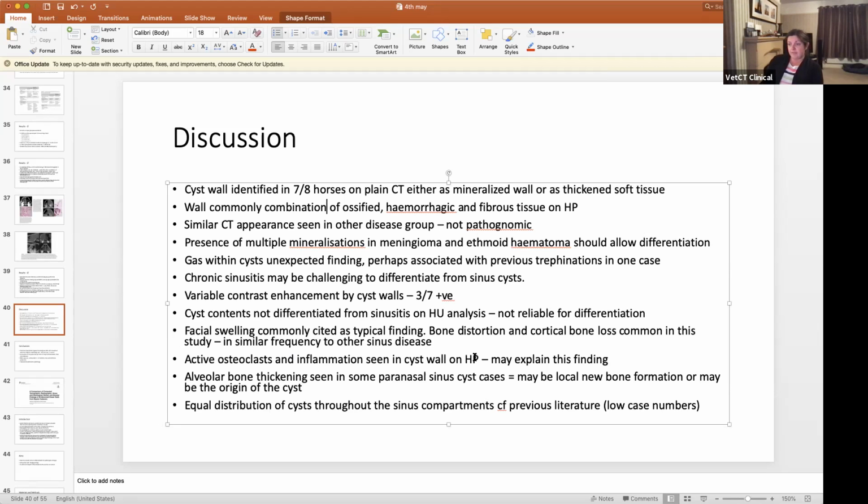And they found a much more equal distribution of cysts throughout the sinus compartments, which was not consistent with previous literature. There was a previous large-scale study out of the Edinburgh group, which looked at about 300 cases as opposed to their 18. So I think I'm more enamored with the distribution of the Edinburgh group rather than theirs.